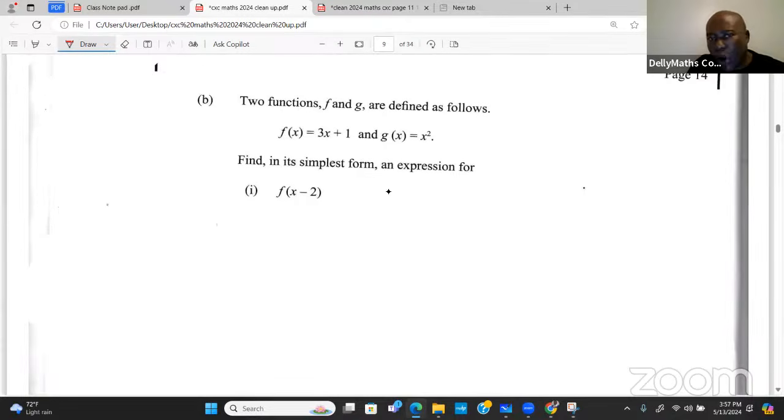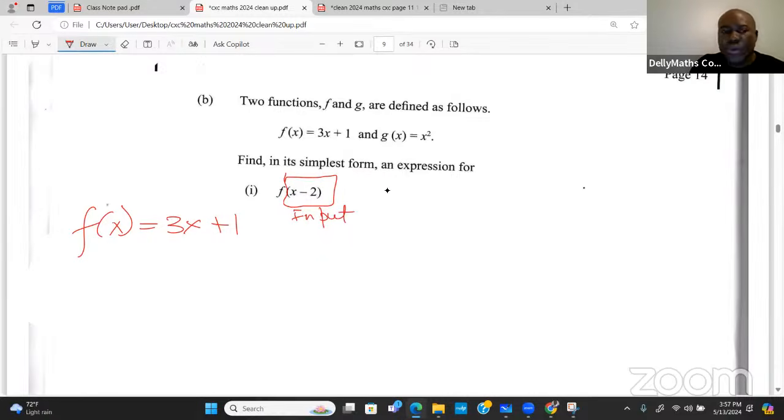Find, in its simplest form, an expression for f of x minus 2. Now, this is the f function, and it is equal to 3x plus 1. This is an input. All of this is the input. The input is the part of the function that comes in the bracket. So that's the input. All you're going to do is place it where the x is. So if they ask me to find f of x minus 2, then I'm going to put x minus 2 where the x is, and then I keep working.